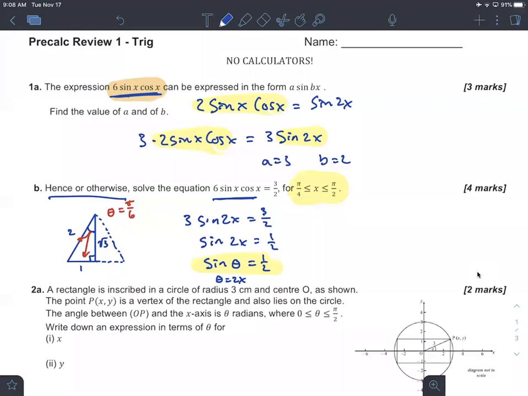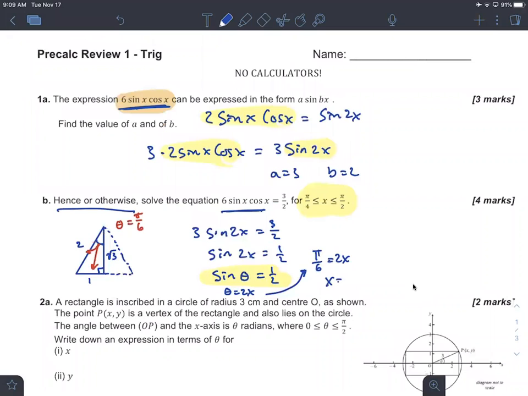Sorry, I got interrupted there. So basically, we can try our answer pi over 6. If pi over 6 is equal to 2x, because remember I'm using that equation to translate between what theta was and what my answer really needs to be for x, then x would be pi over 12. But that is not inside of this range. It is smaller than pi over 4, so that is not going to be one of our answers.